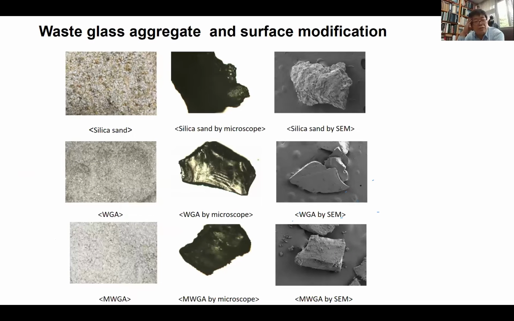So you can see the different surface conditions. This one is just after the process of the waste glass aggregate. Then we modified the surface, so there is a little increase of the bond strength between this particle and the matrix.